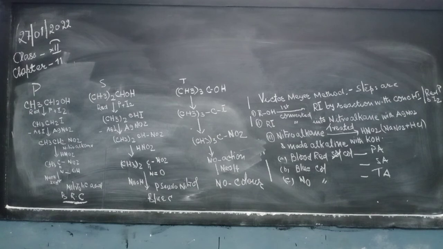So please be careful and learn them as thoroughly as you can. It is the most important question from alcohols, chapter 11. There are three parts of chapter 11: alcohols, phenol and ether. So be careful and learn them thoroughly. Thank you very much.